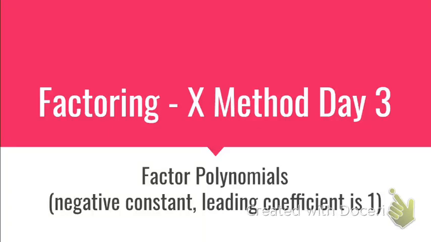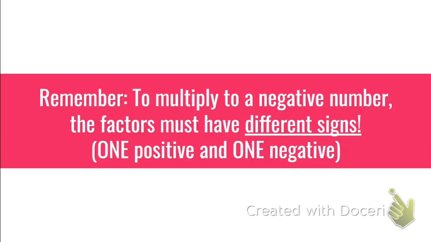Welcome back, Algebra 1. We are going to continue factoring today with the x method. Today we will have a negative constant and a leading coefficient equal to 1. Remember, to multiply to a negative number, the factors must have different signs, one positive and one negative. So the past couple days when we've been factoring, we've had the same signs, so both positive or both negative. Today we are going to have one of each.